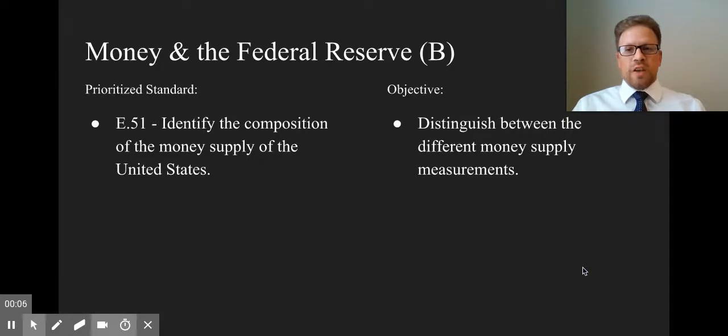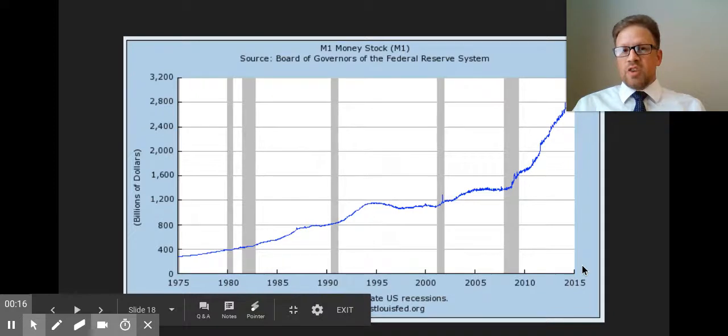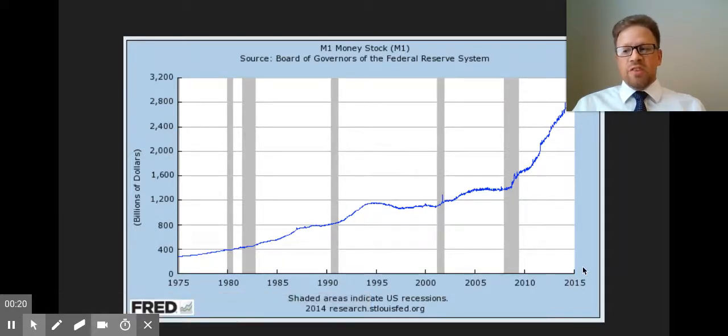Our prioritized standard is Economic Standard 51, and objectively, we're going to distinguish between the different money supply measurements. Now, the most basic money supply measurement is known as M1, which consists only of funds that are easily accessible and in actual circulation, meaning these are things that you could actually go to a store and buy things with. M1 is made up of three major components.